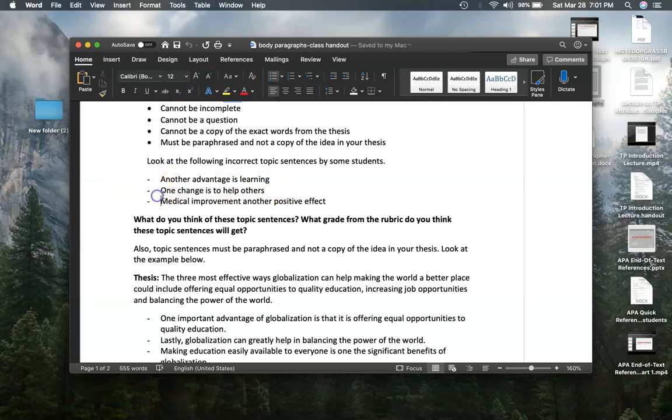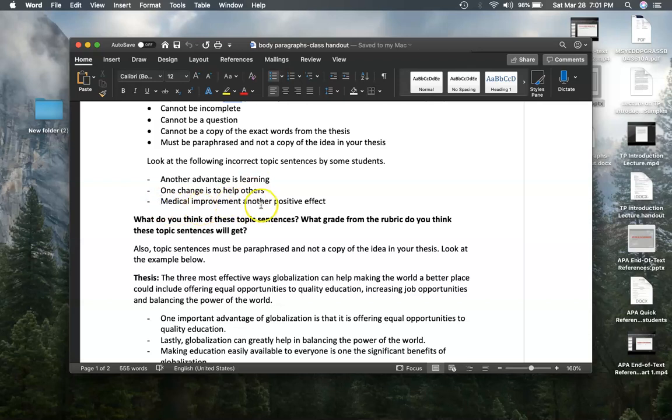Same, look at the next one. "One change is to help others." Change of what? Help others how? What's the idea here? I don't know. A topic sentence should give you a complete idea of the whole paragraph. Like, a summary: this paragraph is about this. Not, now I don't know about this paragraph. That's why it is called a topic sentence. It will give me the topic of the paragraph.